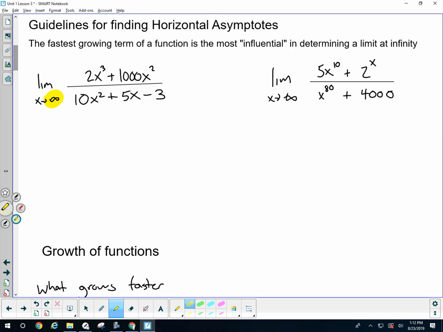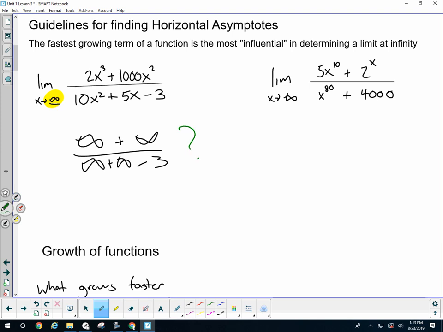What's key for plugging in infinity is we don't want to plug in infinity. Because if I plugged in infinity just by looking at it, I would say, okay, infinity cubed, that's a big number. Infinity squared, that's another big number. And then I got infinity, and I'm subtracting 3. What this is, I have no idea. And if you ever get infinity over infinity, but you don't understand the type of infinity, the growth of our terms, then you're not going to know what's going on.